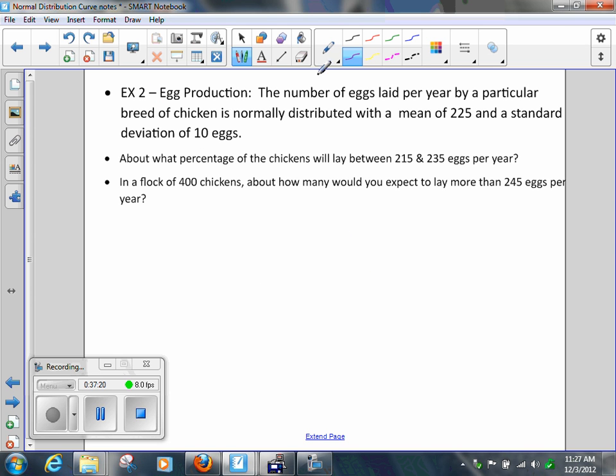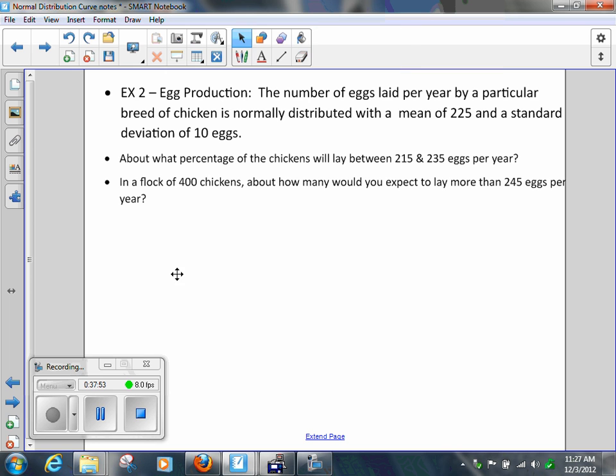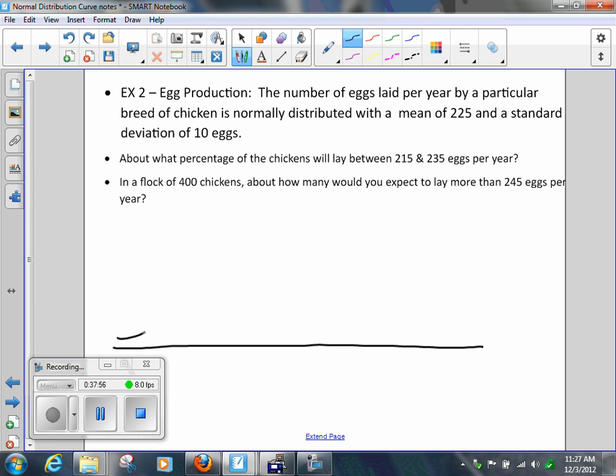Eggs. Everybody needs to know about eggs. Eggs are exciting. They're exciting. Ha, ha, ha. What's the first thing you think we're going to do with this? Draw that normal curve, that bell curve. I'm going to draw it humongous. Maybe.